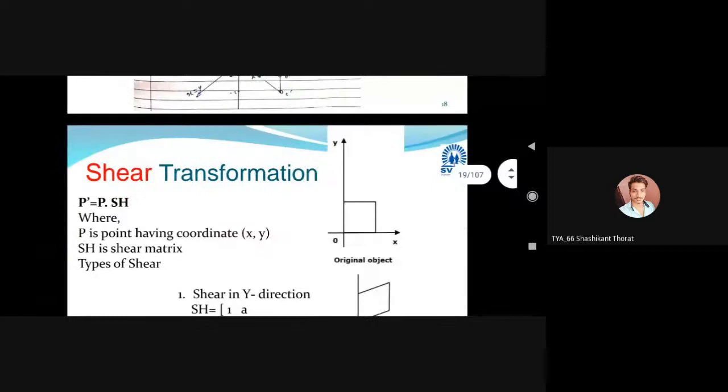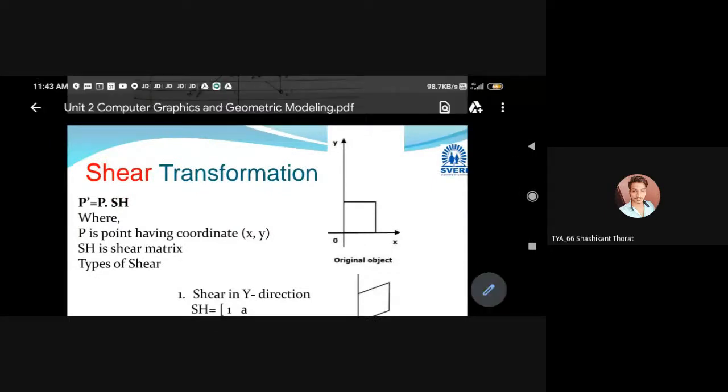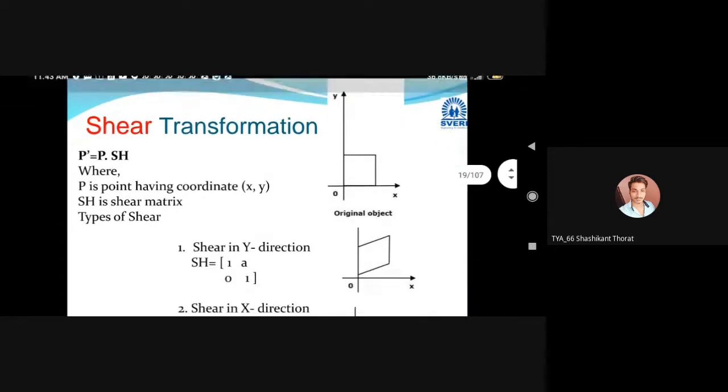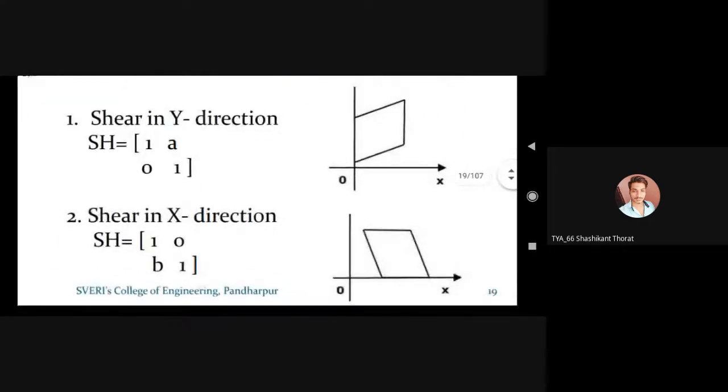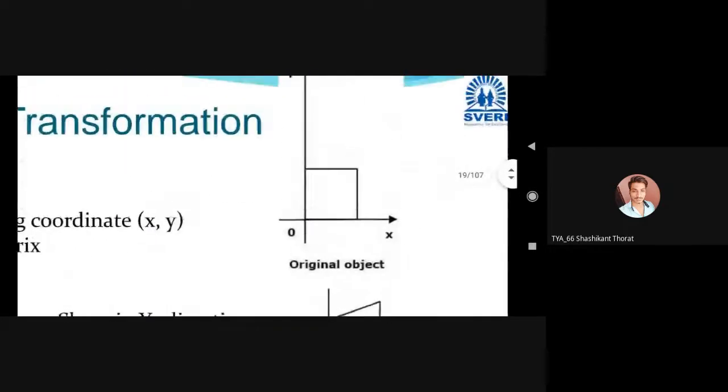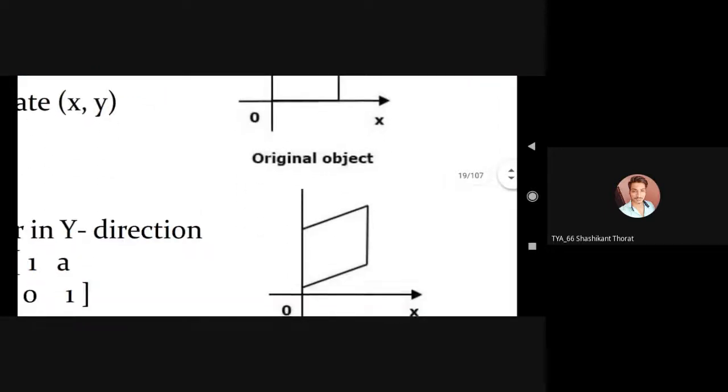Shear, the last transformation is a shear. P dash is equal to P into shear, same formula. So we want to check only what is the transformation matrix. So shear in y direction. Okay, now shear is nothing but, okay, this is the original object. Now shear in y direction.